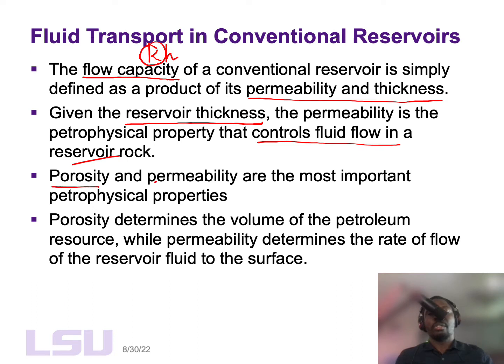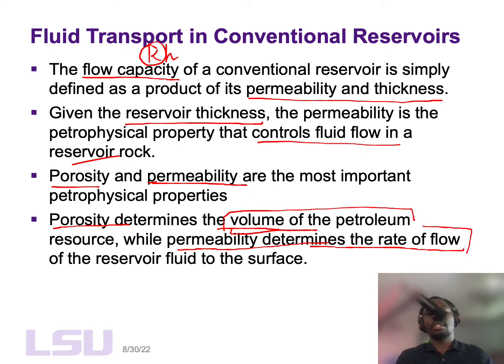And I mentioned at the beginning of topic 2 that porosity and permeability are the most important petrophysical properties. Porosity will indicate the volume of the petroleum stored in the rock, whereas permeability will indicate how quickly you can produce it. So it indicates the rate of flow. The amount of fluid stored is what you get from porosity. The rate at which you can produce it is what you get from the permeability, basically.